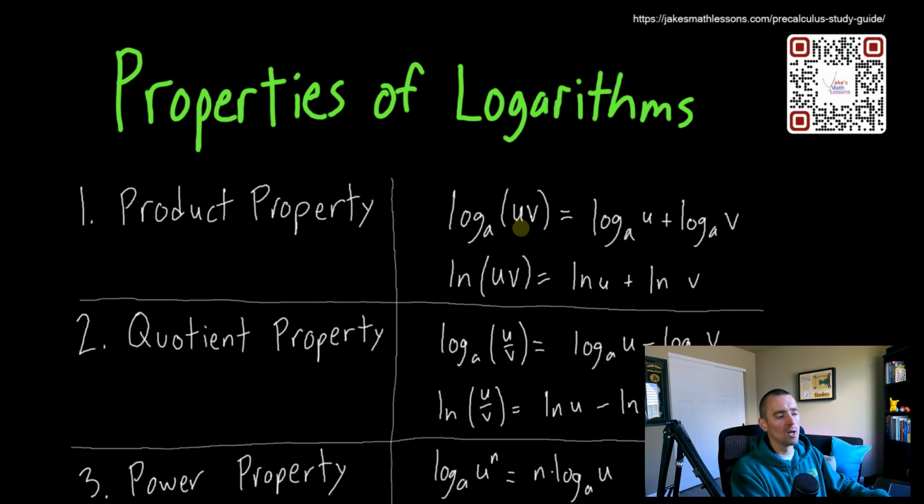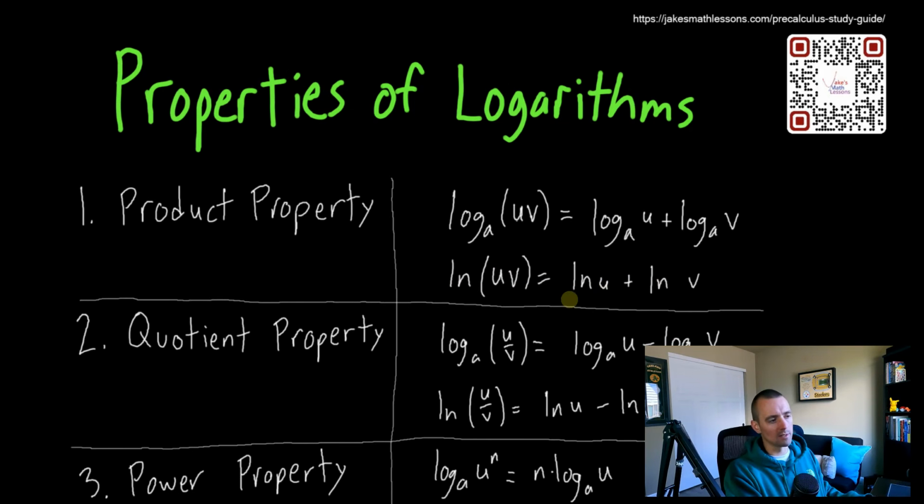So basically, you can rewrite the log of something times something as the log of the first thing plus the log of the second thing, okay? And again, as long as you keep the base the same, so if you have a natural log, that just implies log base E. As long as you keep it as natural logs, it works exactly the same. Natural log of u times v is just the natural log of u plus the natural log of v.